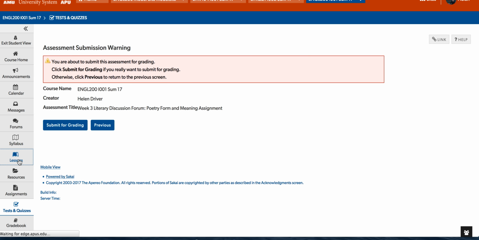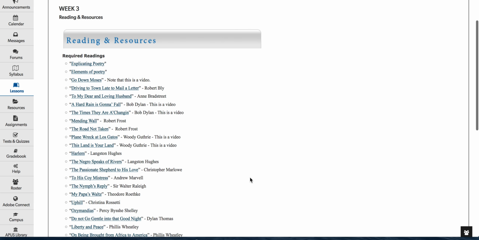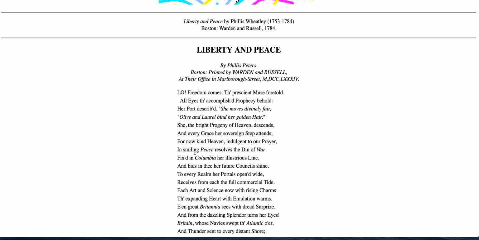So let's go back to the lesson. We'll click on Next, and let's look for Liberty and Peace right here. This one's a little bit difficult, so I'll give you a little background about Phillis Wheatley. Phillis Wheatley was an African-American slave, and she was taught to read and write by her owners. I put quote-unquote owners because obviously that was horrible, but she was quite intelligent. She showed a lot of gift for writing.